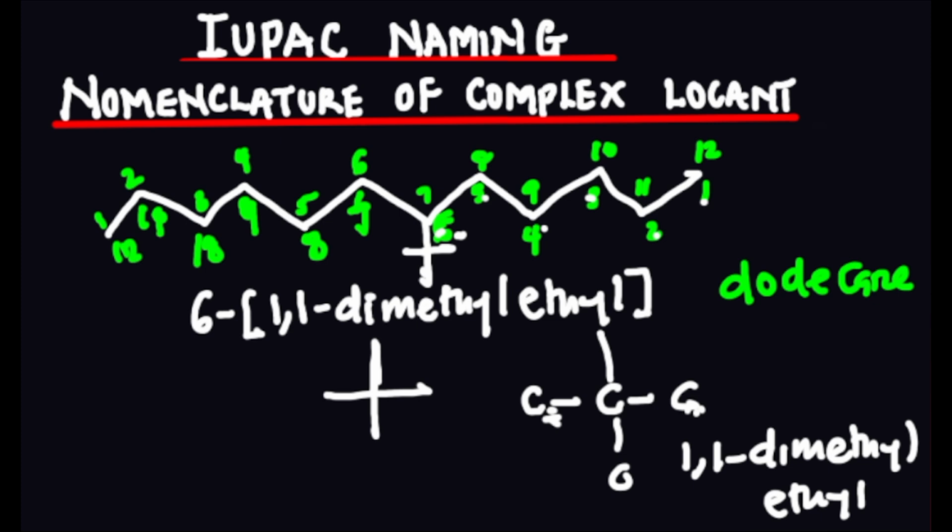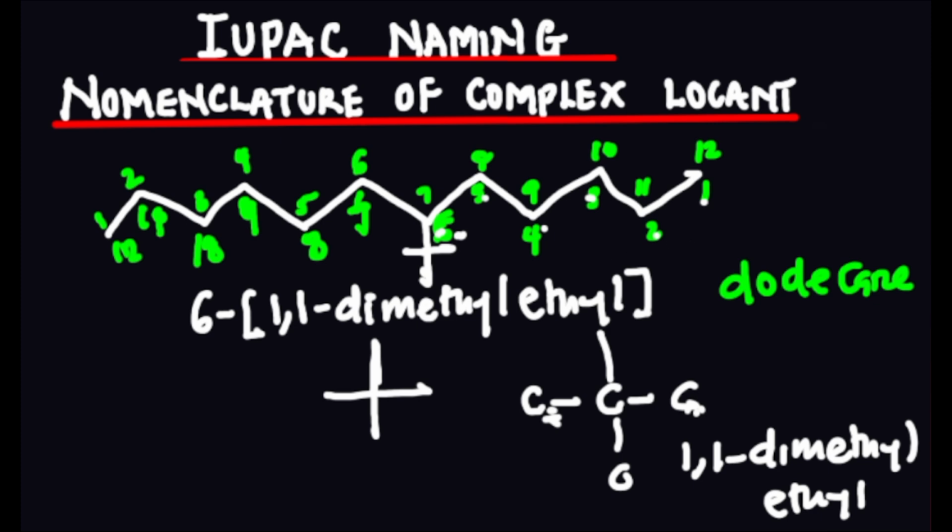6 in brackets simply means on the main compound, it is attached to position what? Position 6, right? Then 1,1-dimethylethyl represents this particular substituent. Then dodecane simply represents what? The parent chain. So that's what we have.